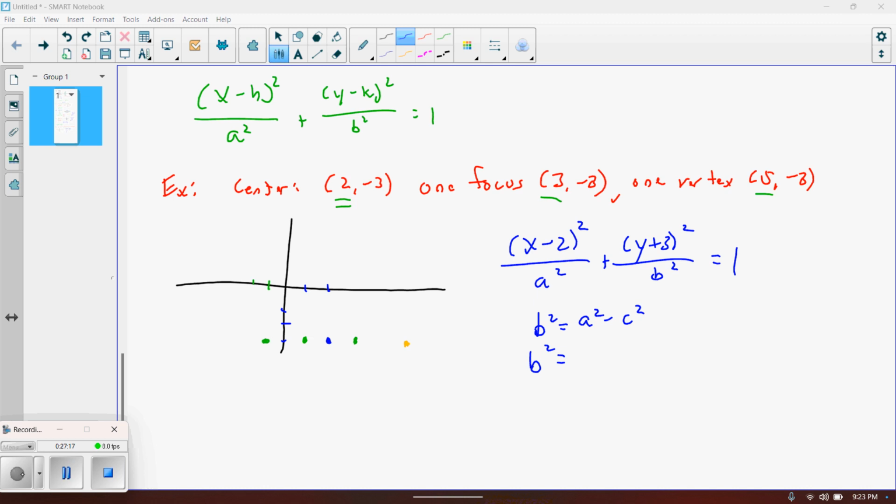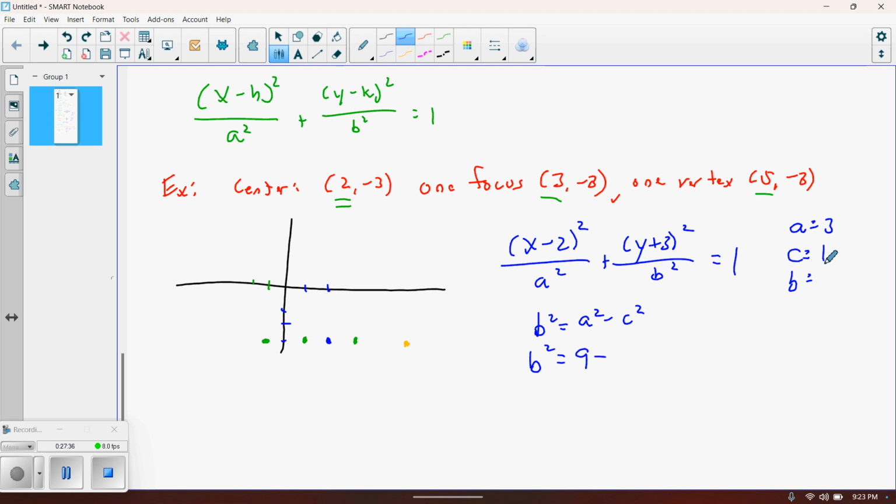So from 2 to 5 is 3. So a is 3. We'll write that down up here just to make sure we have it. A is 3, and we'll write our c value down because we're going to need that. So that's going to be 9 here. C is the distance from the center to the focus, which in this case is 1. From 2 to 3 is 1.